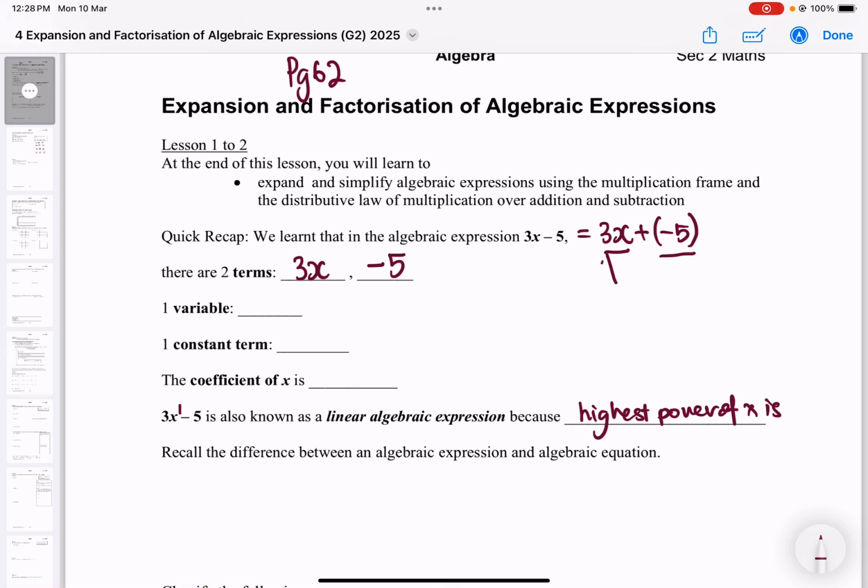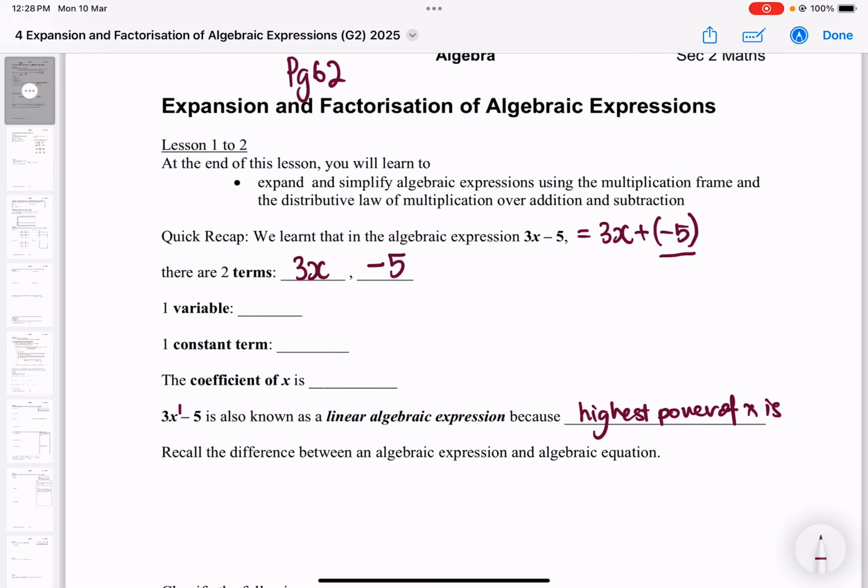You can see that the 3 and the x are not considered two separate terms because they are actually multiplied together. So terms are always separated by plus or minus, addition or subtraction. But when we write down the terms, we write down 3x and negative 5 so that everyone looking at this will know that it's actually 3x added together with negative 5.